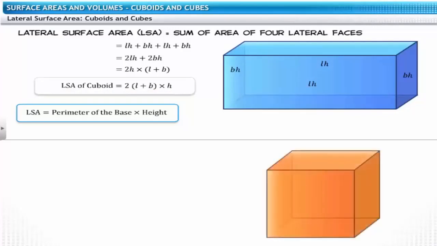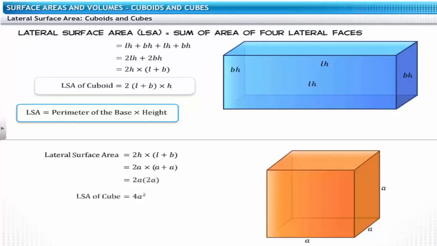Using the formula for LSA, we can derive the formula to calculate the LSA of a cube. In the case of a cube, all its edges are of the same length. Let's assume it is A. Substituting A in place of L, B, and H, we get the formula as 4A squared.